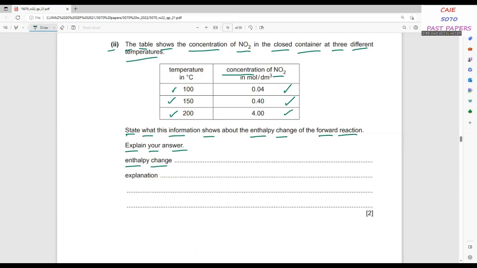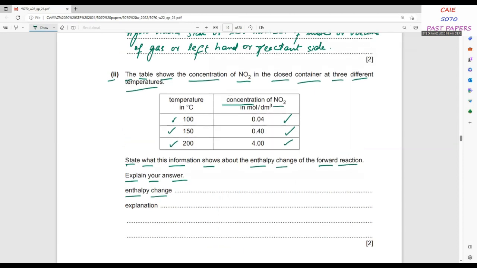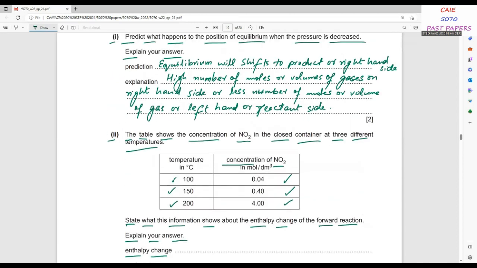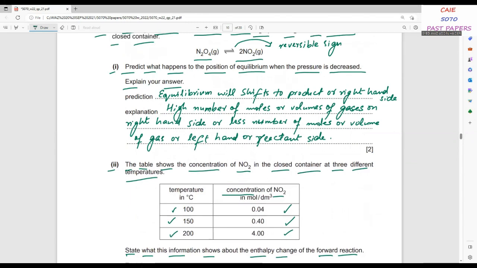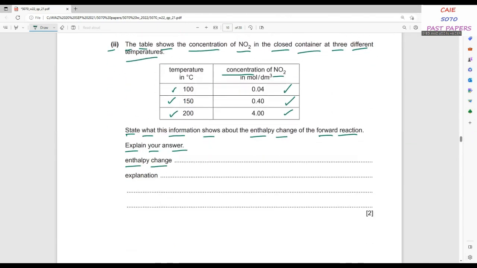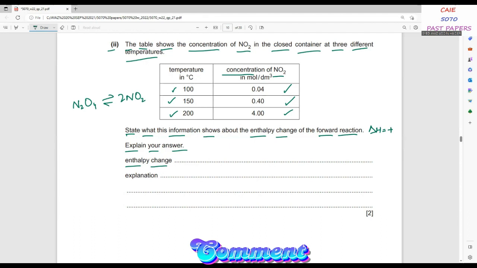Enthalpy change. The reaction is, I'm writing the equation again for your convenience, N2O4 to NO2. So you have high concentration of NO2 when the temperature is increased. So delta H must be positive in the forward direction. Delta H is positive. So you can write enthalpy change, the reaction is endothermic.